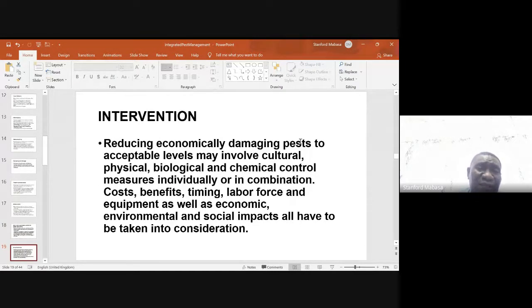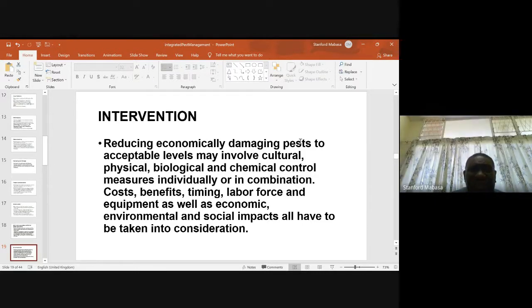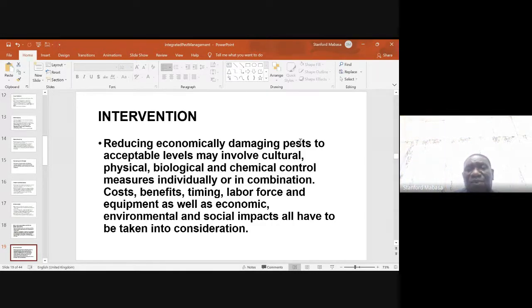Now, suppose we now have our pests. We should come up with intervention. We should devise some control methods. There's a need to reduce economically damaging pests to an acceptable level. And this can involve cultural, physical, biological, and chemical control measures, either used individually or should be used in combination.